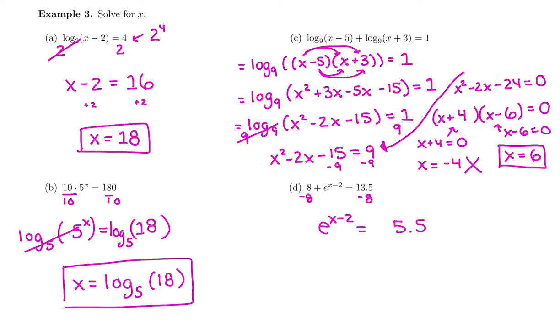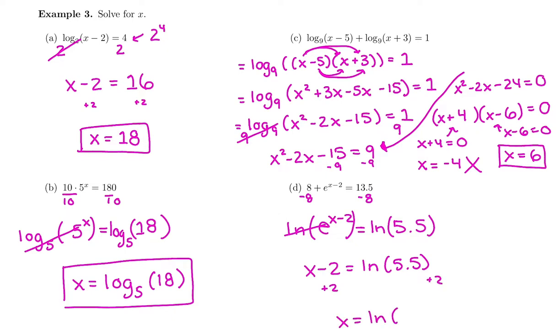So now I want to convert base e. When I converted base 5, I used log base 5. If I wanted to have 2 to the x, I would use log base 2. If I had 13 to the x, I'd use log base 13. So to get rid of or convert that base e, I need to use log base e, which is shortened to ln. And that brings down that x minus 2 is going to be ln of 5.5. And then to get x by itself, I'm going to add 2. So x is ln of 5.5 plus 2, there's our exact answer.